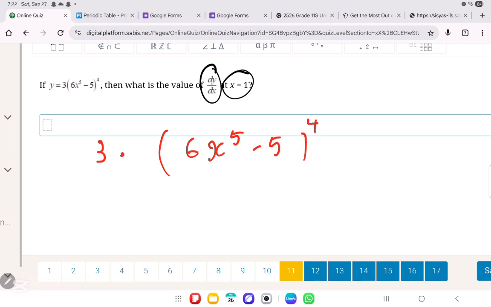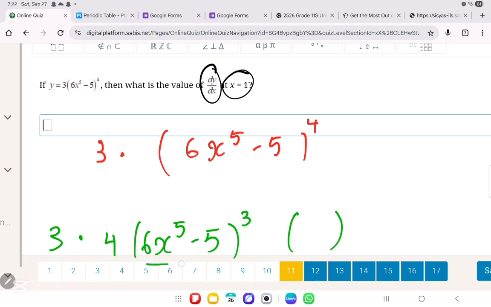3 is a number. It's a constant, so we're not going to take the derivative of it. So it's 3 times the derivative of this, which is a chain rule. So 3 times 4 times (6x^5 minus 5) to the power of 3. And then we take the derivative of the inside, which is 30x^4. Now what do we do? We will substitute 1 instead of x.